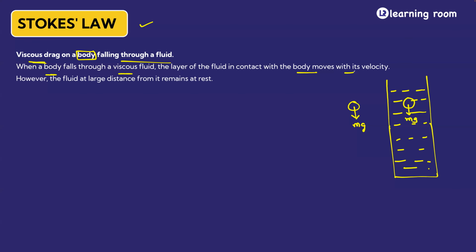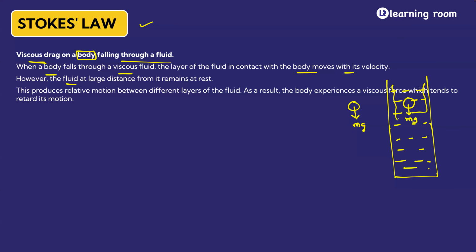Now that is the case. If you observe the fluid at a larger distance from it, let's say this layer and this layer, they are anyways going to be at rest only. But the fluid which is in contact with the solid is going to move. Due to which, obviously, what is supposed to happen? There is going to be an opposition taking place to the relative motion. So this produces relative motion between the different layers of the fluid itself. So what is the solid doing? It is trying to take this layer along with it, but the layers which are far away are at rest.